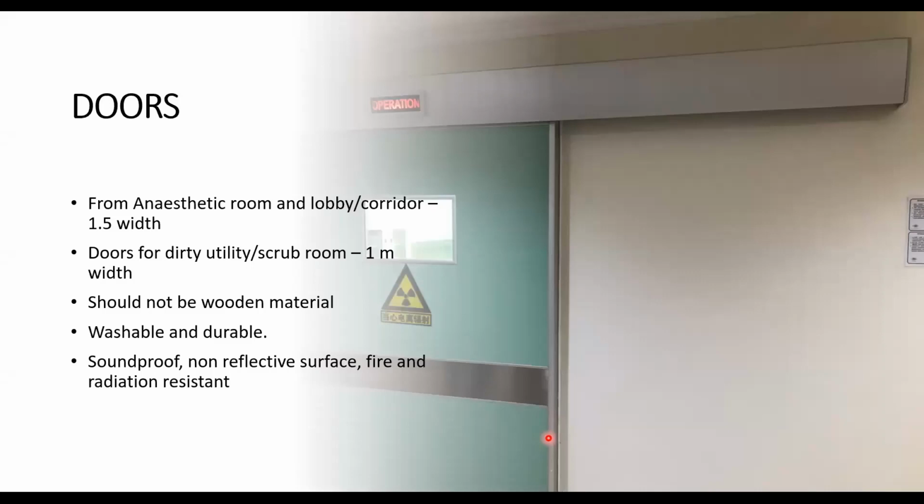How about the doors? You need big doors for patient entrance from the anesthetic room. The outgoing patient will go from the OT room into the lobby, and the door must be a minimum of 1.5 meters in width. The door from the utility or from the scrub room could be smaller, 1 meter in width. And the door must be washable and durable, and radiation resistant in certain areas.